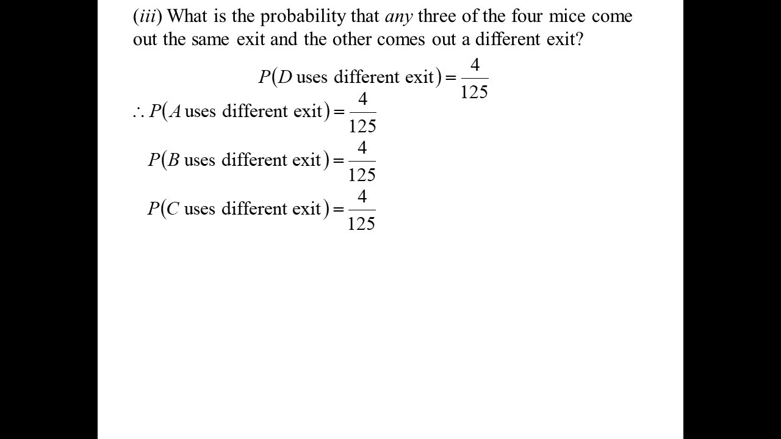So what's the probability that any of the three come out the same and the other goes out a different one? It's those four added together. 4 times 4 on 125, 16 on 125. But they kept going. Well, what's the probability that no more than 2 mice go out the same exit? No more than 2 mice. No more. That's one of those phrases like at least, at most, no more.